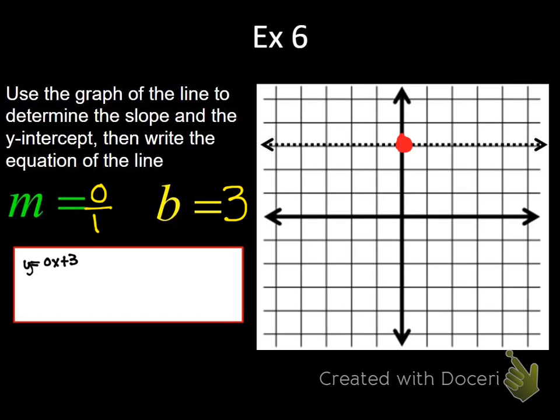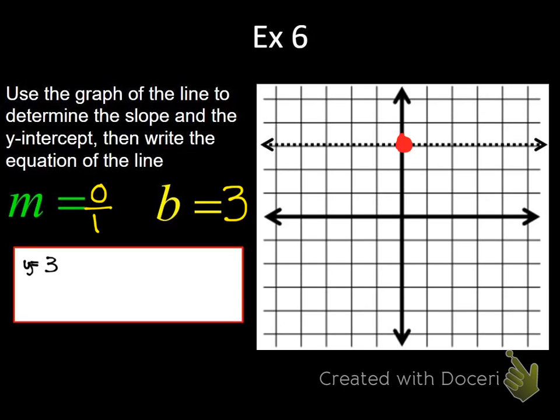Okay, I wouldn't want to put 0x, because if I put the x there, it shows that there's still an x, but there's not one. So really, what's the only appropriate way to write it? Plus 3. How about y plus 3? Or do I need to even put that plus 3? Y equals 3.